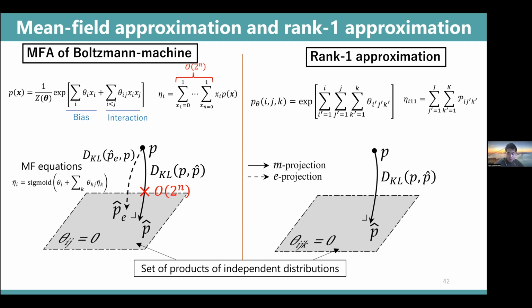To reach the manifold in the Boltzmann machine, the weight term is required to be zero. On the other hand, in Legendre decomposition rank 1 approximation, the many-body theta parameter is required to be zero. But in our case, the sample space is much smaller, and we can know the value of the expectation value in polynomial time, which enables us to perform M projection. That is, rank 1 approximation is a mean field approximation without the mean field equation.